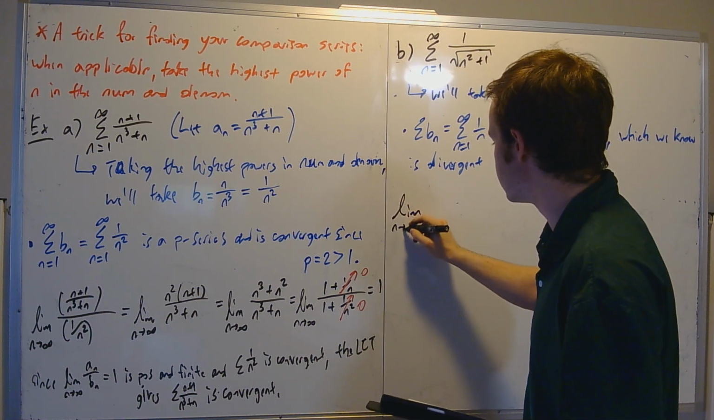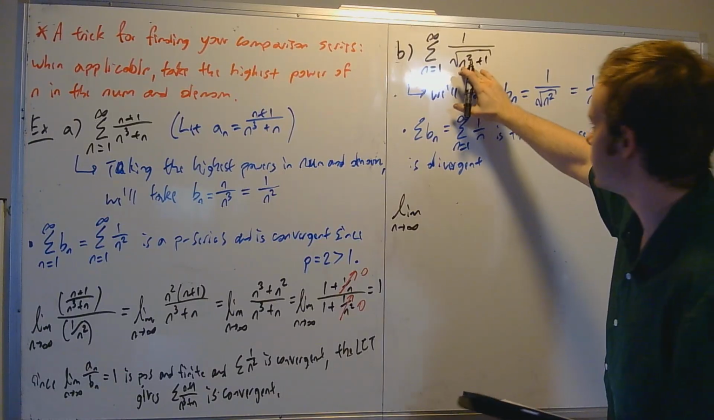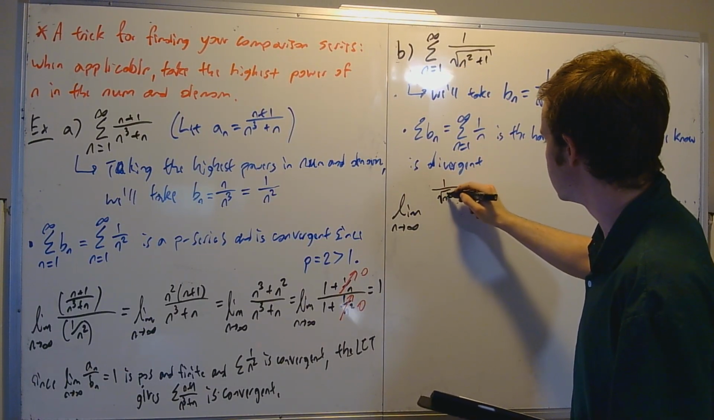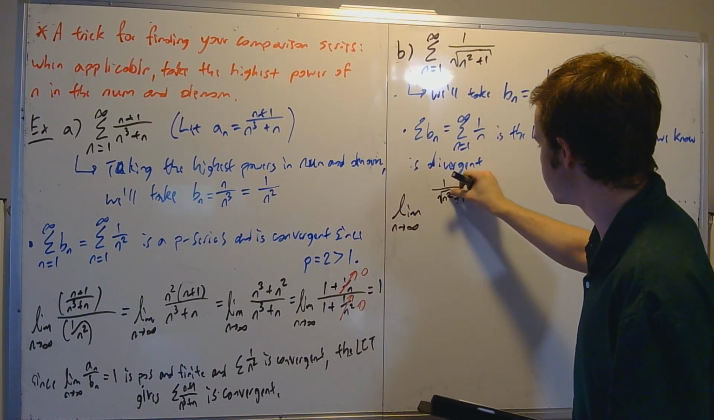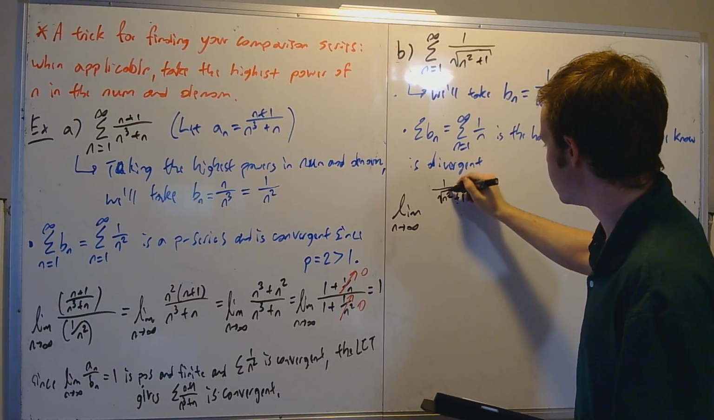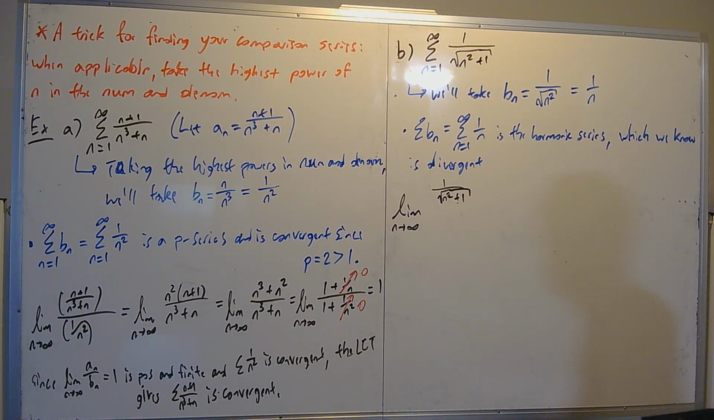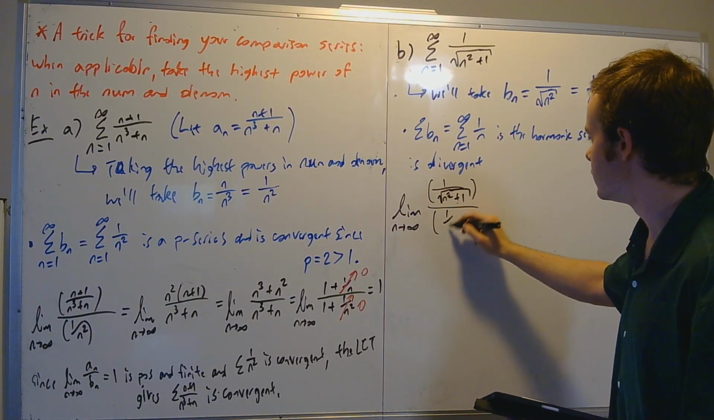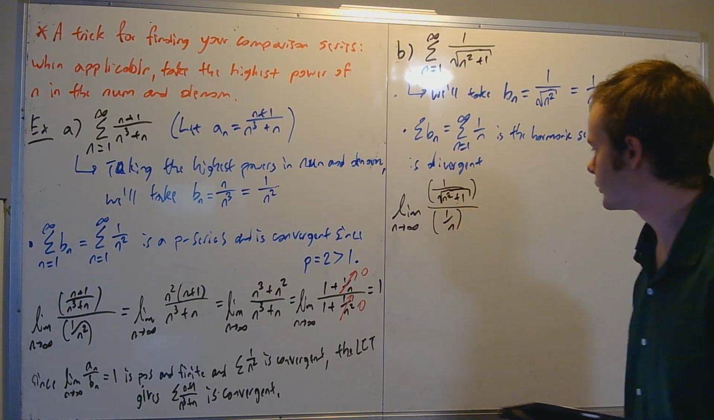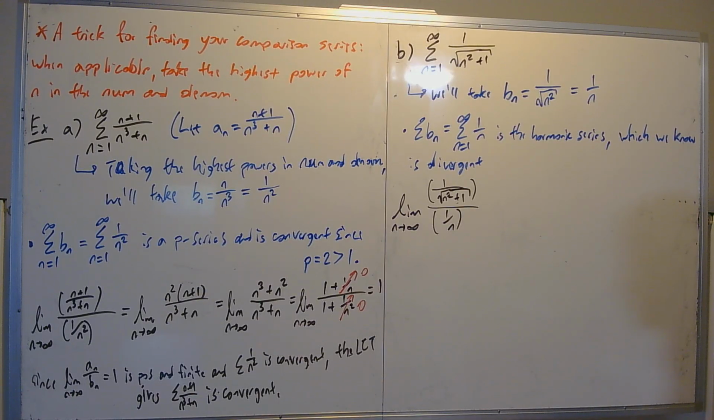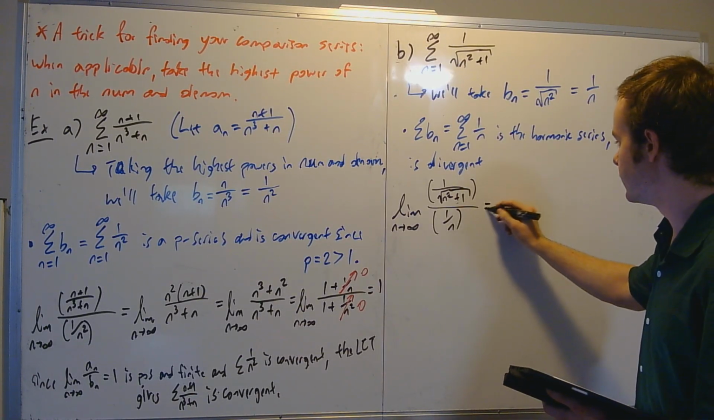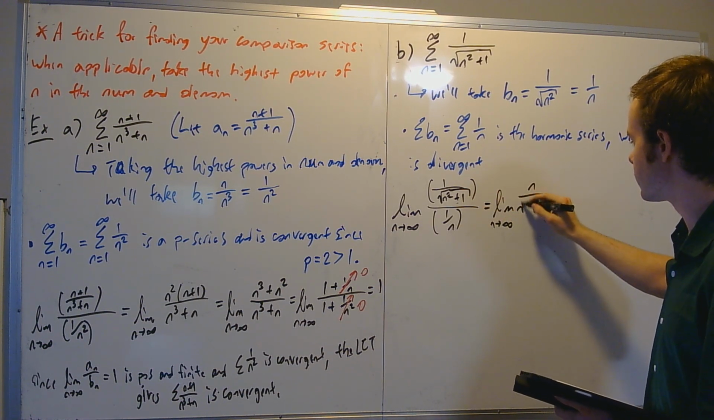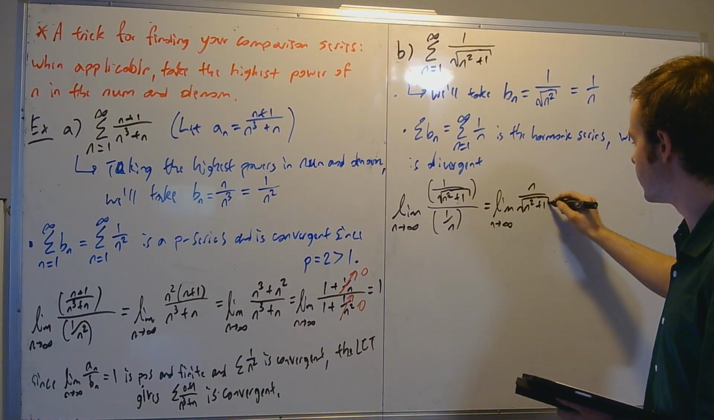So the limit as n goes to infinity of an over bn. This thing here we're going to say is an, so we're going to have 1 over the square root of n squared plus 1. It's a bit messy, but it's supposed to say 1 over the square root of n squared plus 1 over, so that's our top, and the bottom fraction is what we said here, which is 1 over n. Okay, now we want to get rid of that fraction in the denominator, so I'm going to multiply both sides by n. So we're going to get the limit as n goes to infinity of n over the square root of n squared plus 1.